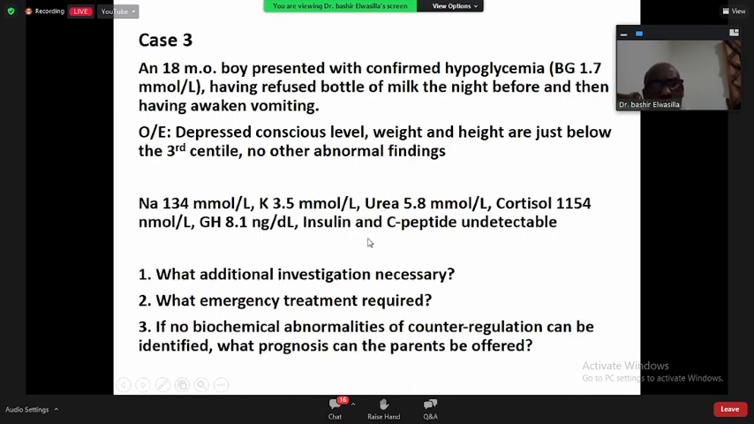It's very important. And if no biochemical abnormalities of counter-regulation can be identified, what prognosis can parents be offered? Because if there is no abnormal testing for the inborn errors of metabolism, you have to think about ketotic hypoglycemia or accelerated starvation. And here, just reassurance and follow-up and give frequent feeds, and then you follow with frequent blood glucose monitoring and advise about night feeds to avoid prolonged fasting.